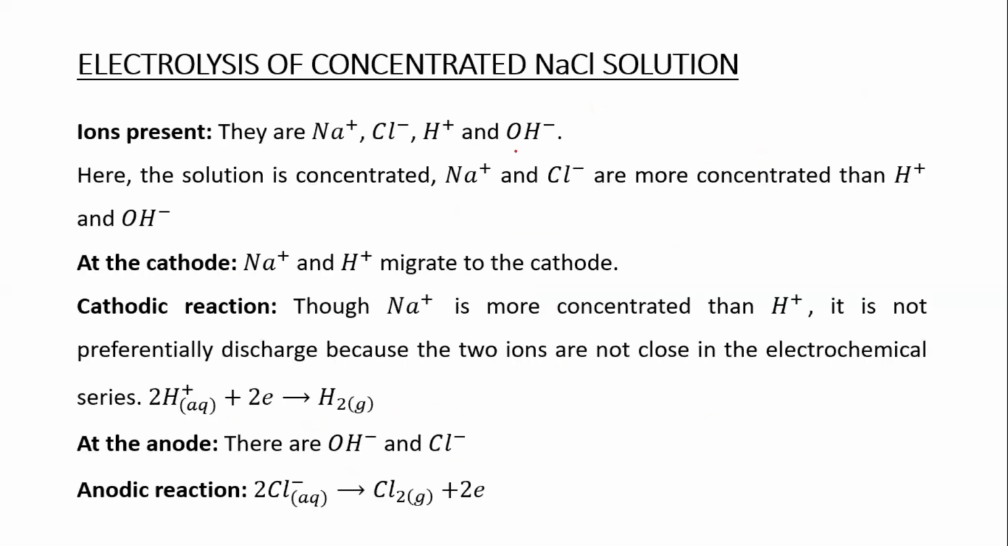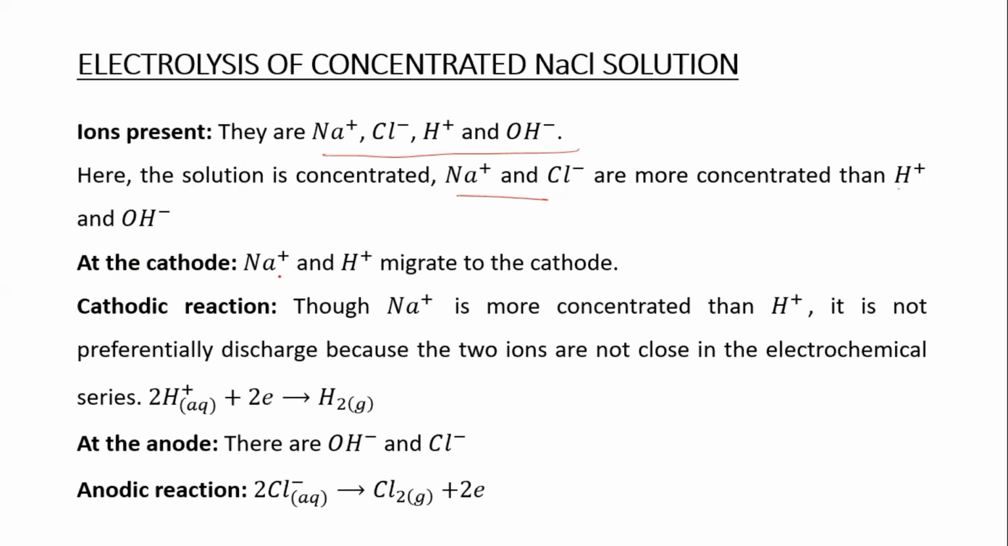All right. Now let's talk about the electrolysis of concentrated sodium chloride solution. Here we can use carbon electrode. I'm going to tell you that later. Now, the ions present in the solution are still the same, but here the solution is concentrated, which means that the sodium ion and the Cl minus are more concentrated than the H plus and the OH minus.